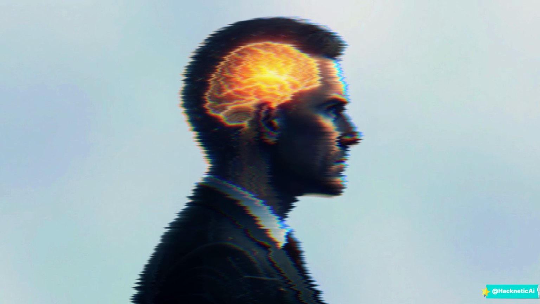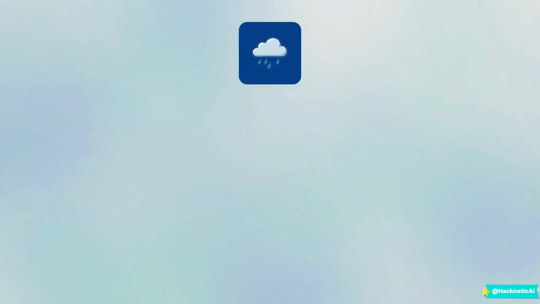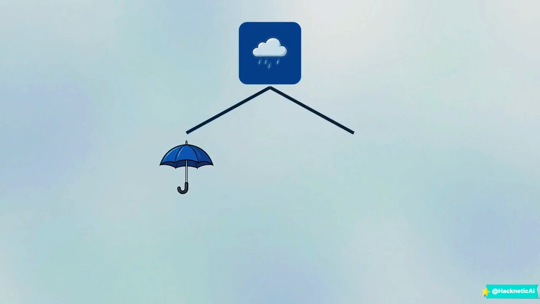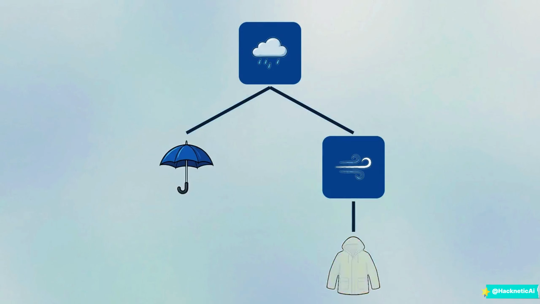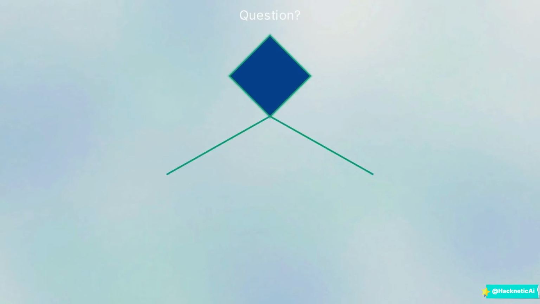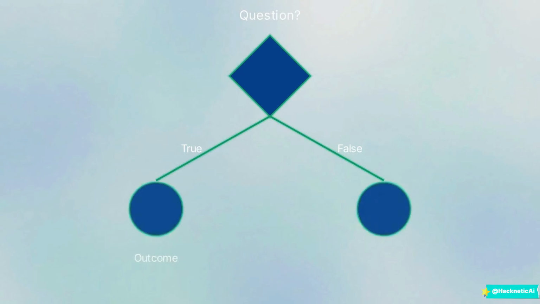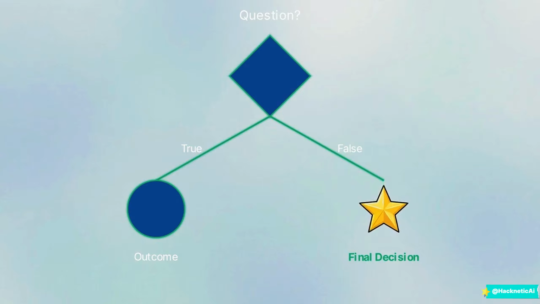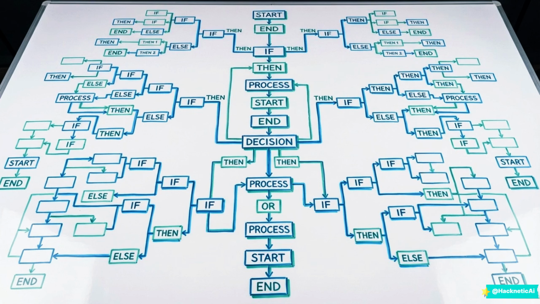Your brain handles this by running through a lightning-fast checklist. If it's raining, you grab an umbrella. If it's also windy, you might skip the umbrella and just wear a raincoat instead. This sequence of if-then questions is the exact way some of our most powerful computer programs make their choices. It's a logic built on 3 simple steps: asking a question, splitting the options based on the answer, and arriving at a decision. In the world of data science, this model is known as a decision tree.